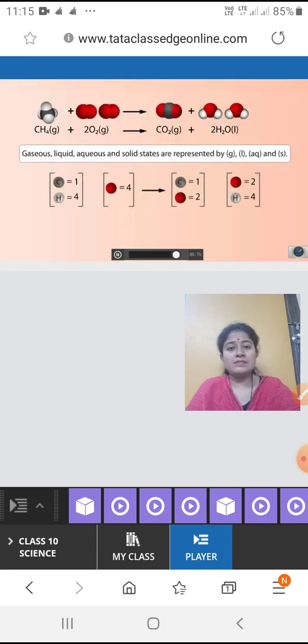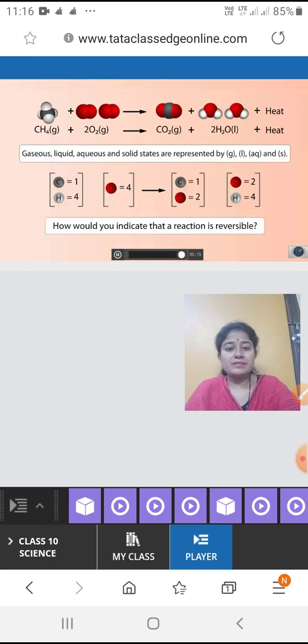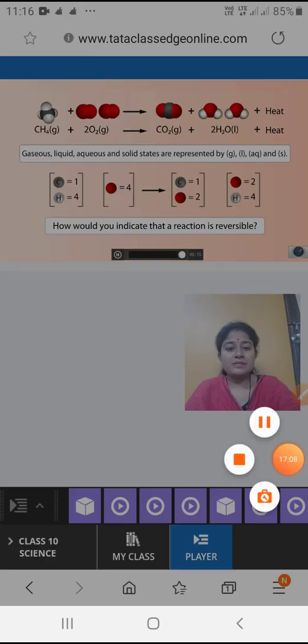Once the equation is balanced, you may also need to indicate the physical states of the reactants and products. For example, gaseous, liquid, aqueous, and solid states of the reactants and products are represented using standard notations such as g, l, aq, and s respectively. Heat evolved during the reaction is written as plus heat on the product side. Now think about this. How would you indicate that a reaction is reversible?